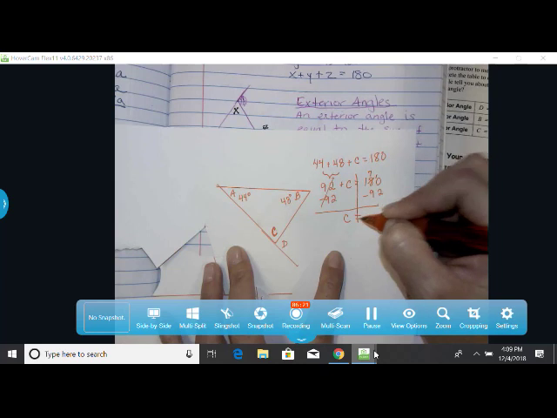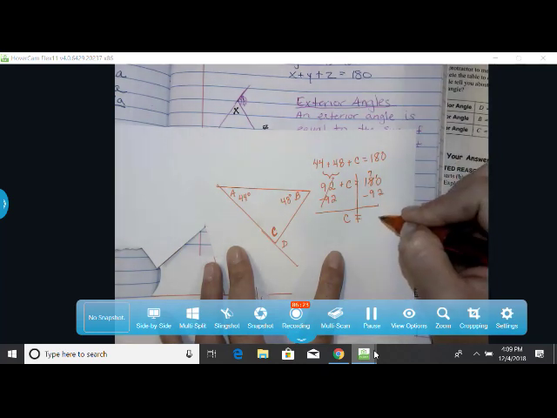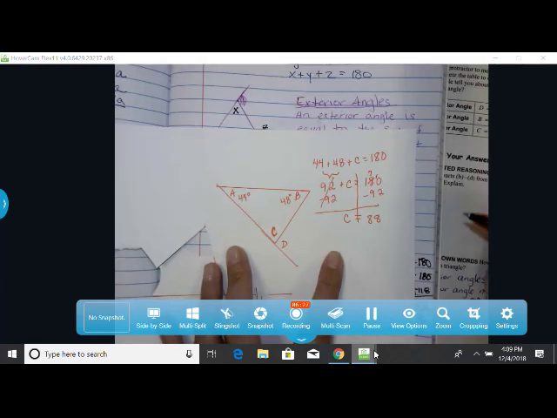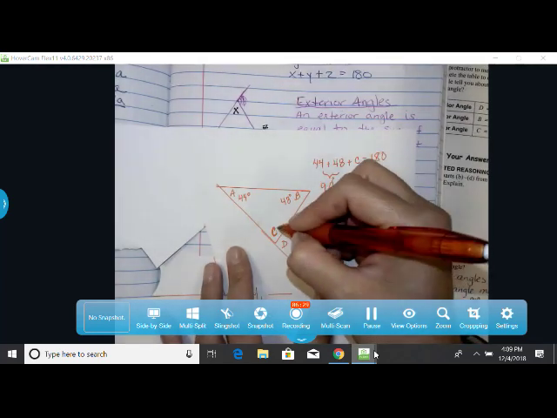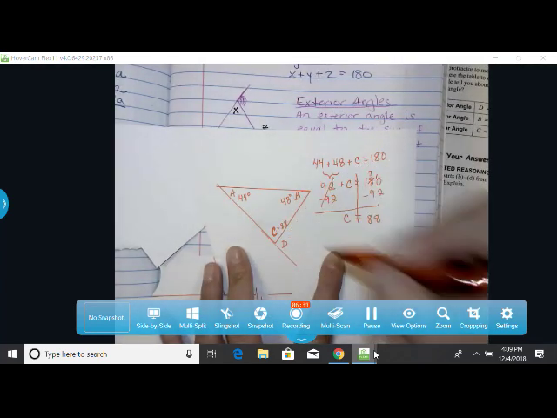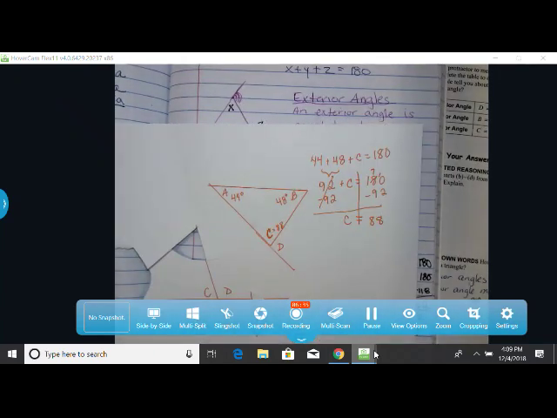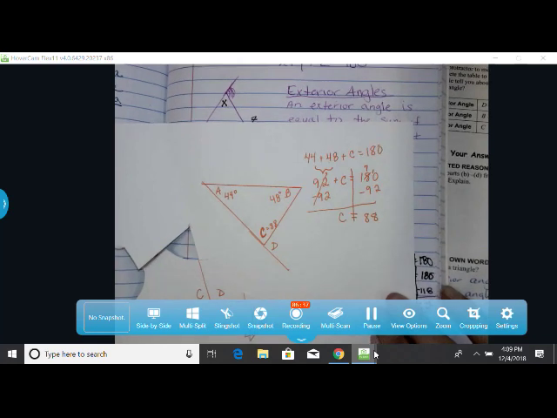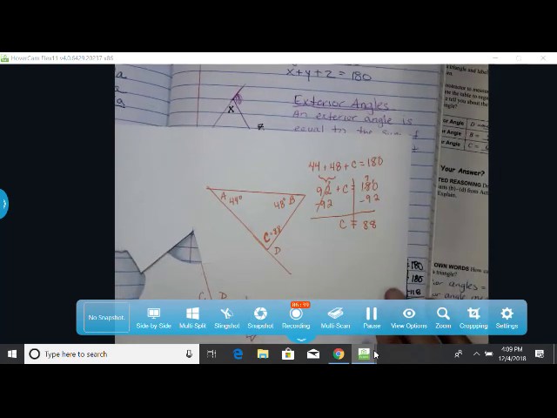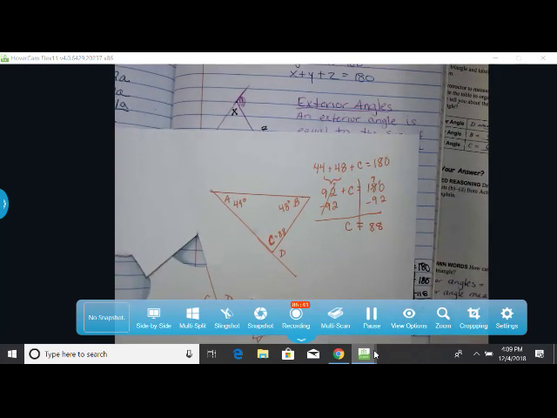C equals 88 degrees. So now I know all three of the angles inside of my triangle, all three of the interior angles. 44, 48, and 88. And that equals 180 degrees altogether.